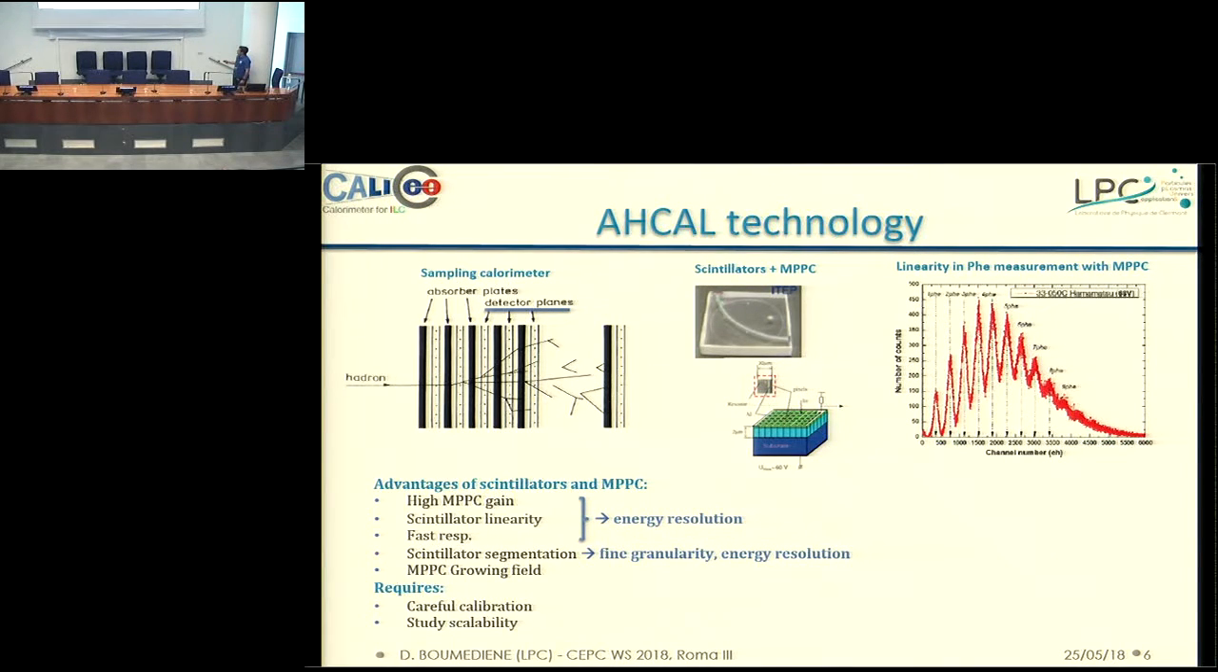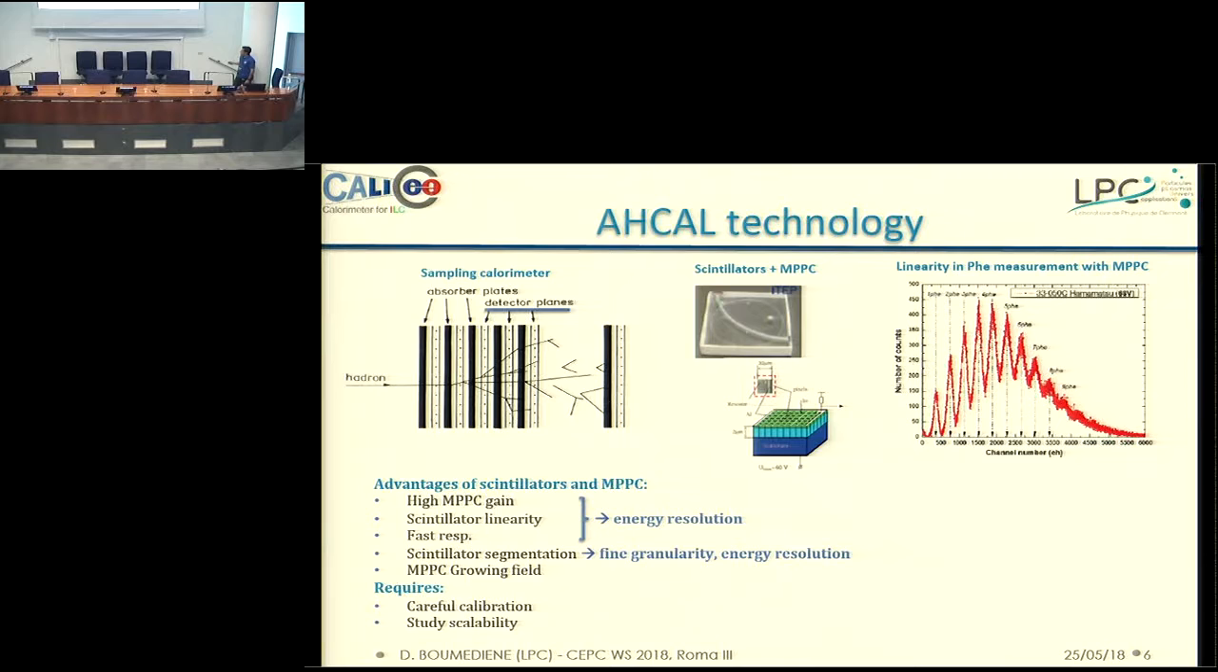Now, another possibility is to use scintillators for the detector planes. Scintillators have been used for a long time for calorimeters. They are fast, very linear, and the light produced by the scintillators when charged particles cross them can be routed to photomultipliers. Here the proposal in the HCAL is to use silicon photomultipliers. They have a high gain. This is an illustration, not necessarily the one used for HCAL, where you see the peaks corresponding to the various photoelectrons. So you have a nice linearity.